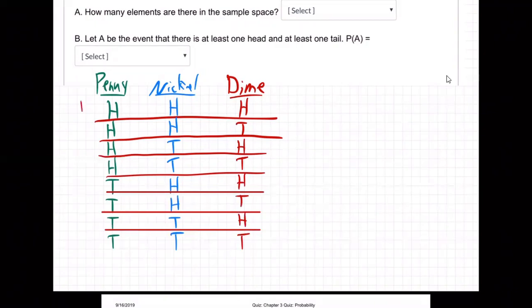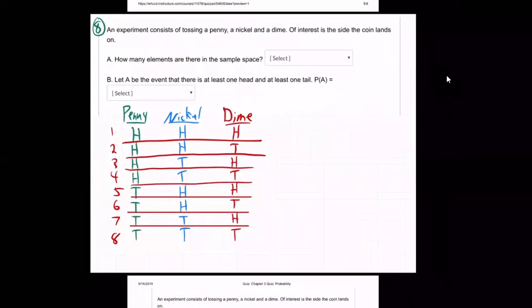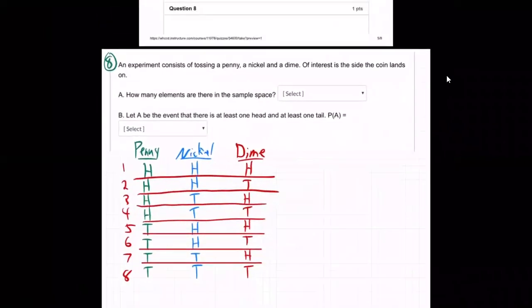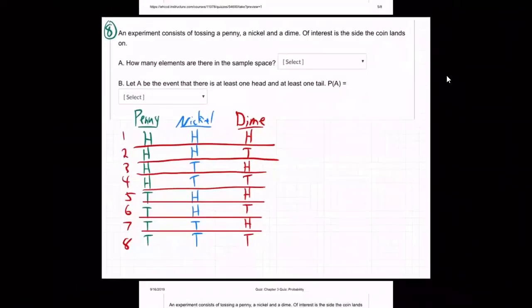So there are 1, 2, 3, 4, 5, 6, 7, 8 different things that can happen when you flip those 3 coins. Now, what might work better for you? I mean, that's okay, what I just did there. But I've seen over the years, and I like it better too, is a tree. Let me show you with the tree. So you do the first coin flip for the penny. This is the penny right here.